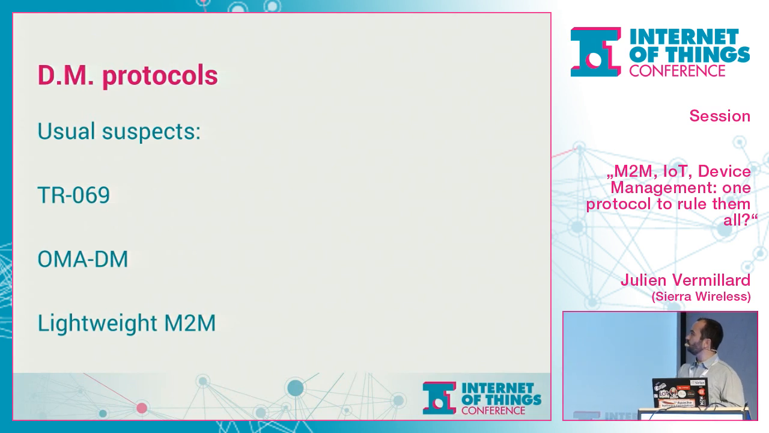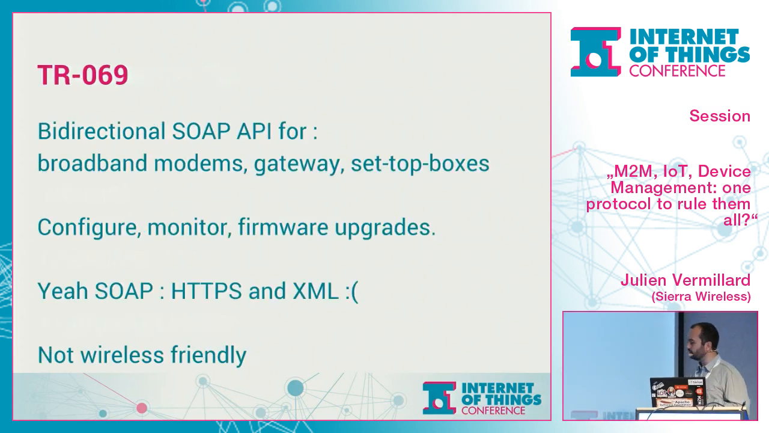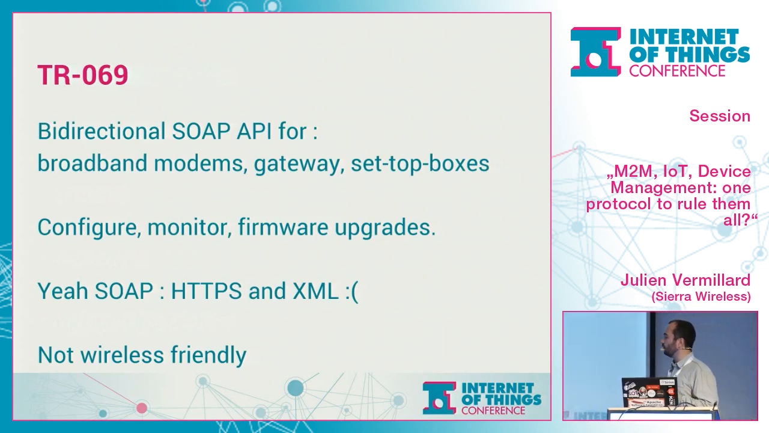in this space. So the first one is TR069. It's a SOAP API for broadband modems and gateways, your DSL box, or whatever you have at home for internet access. There is a good chance it's using TR069, and your network operator is using that for configuring, checking if everything is fine, and pushing firmware upgrades. But it's SOAP using HTTPS and XML. So, well, it's good for wired devices, but for the IoT space, when you try to use constrained devices or constrained networks, it's really not friendly.